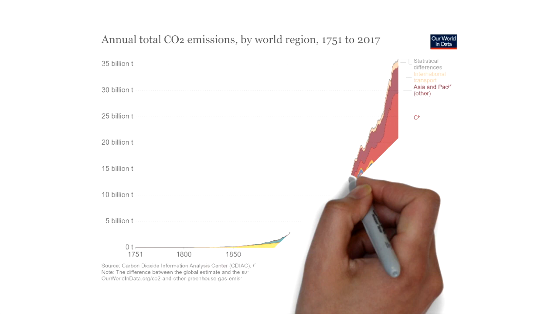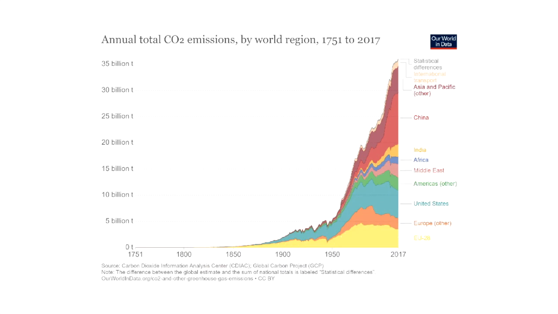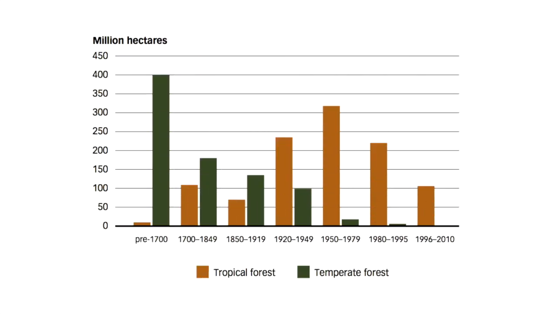This shows annual total carbon dioxide emissions by world region from 1751 to 2017. As you can see, in the early years of this chart, it was close to none. See how it has increased from 1751 to 2017. This shows deforestation. As you can see, the tropical forests had some increases, but right now they are still less. Temperate forests are close to none.